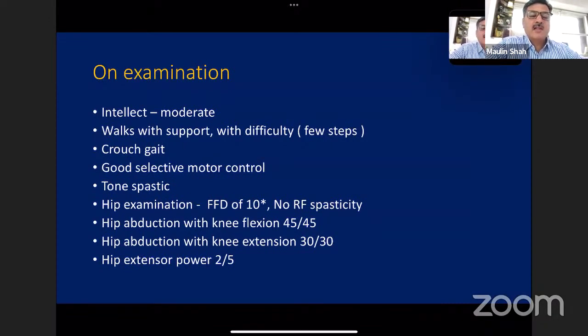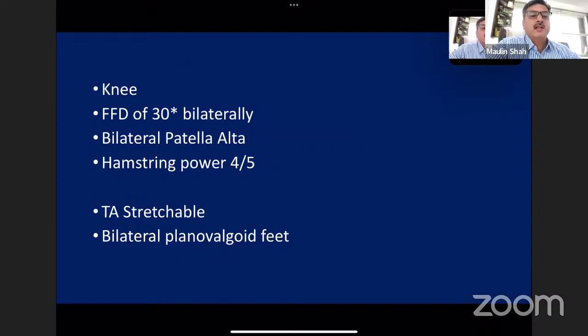So you can see there is minimal FFD at hip. There is limited hip abduction with knee extension. Her pelvic and extremity dissociation was also not very good. But she could do things independently, like she had good selective motor control. Next slide, Goda. And then bilateral knee FFD of 30 and patella alta.